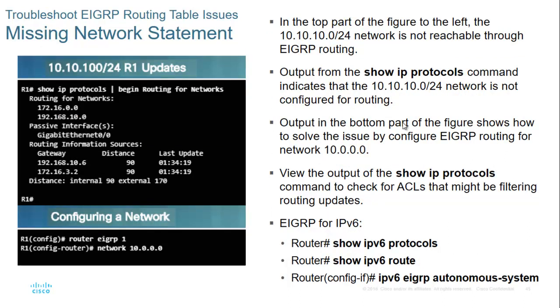Let's look at this example of a missing network statement. Output from the show IP protocols command shows that this network is not configured for routing. The output in the bottom part of the figure shows how to solve this problem. Sometimes certain network statements are missing while you are configuring. So the show IP protocols command can help you identify if there is a network that you did not configure on the router.